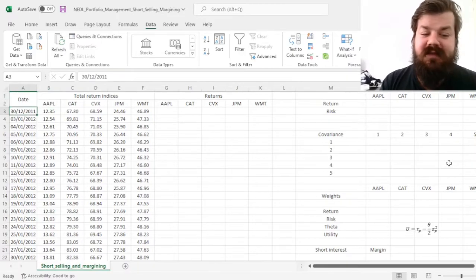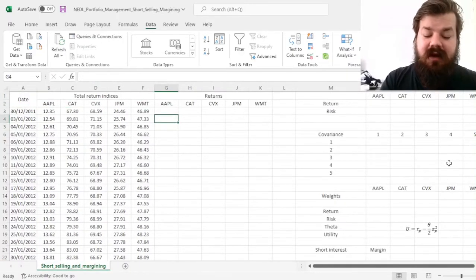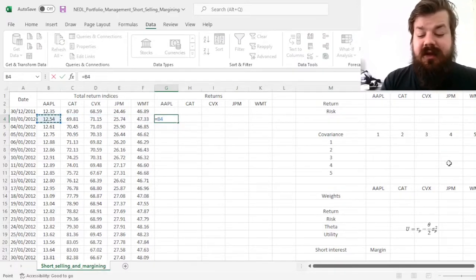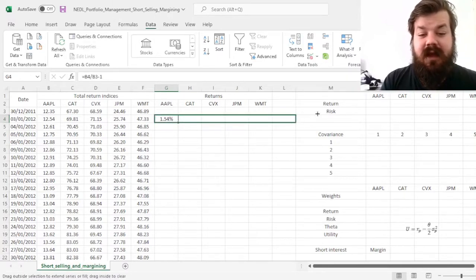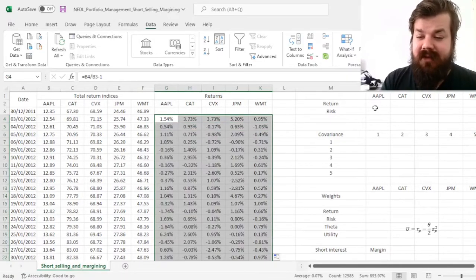For our today's data set, we've got 10 years worth of daily returns for 5 quite prominent US stocks, and we can calculate daily returns using total return indices by dividing the total return index today by the total return index yesterday and subtracting 1, applying it for all 5 sample stocks and for all 10 sample years.